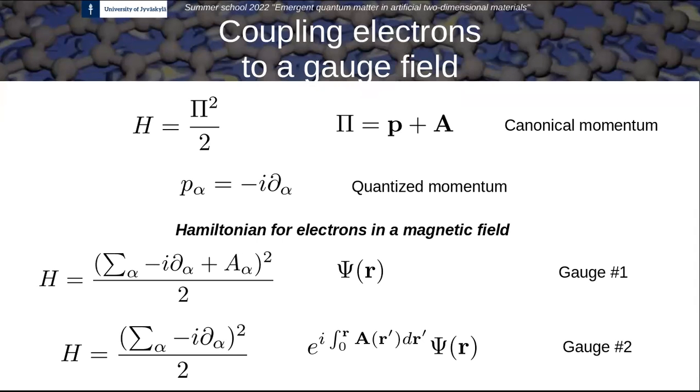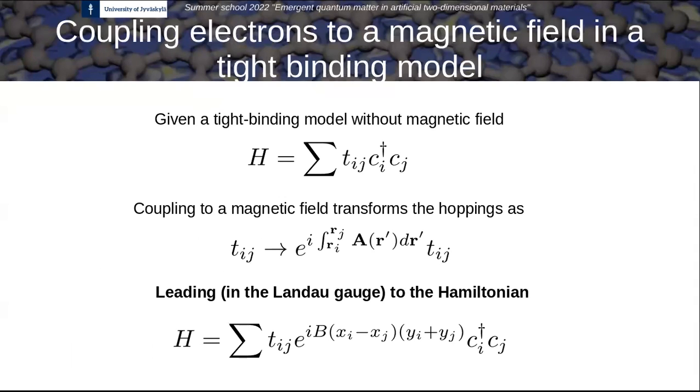All right, great. And let me emphasize that the gauge that we are going to use is the Landau gauge, which is this gauge that preserves translational symmetry in one direction. There are other gauges that are useful for other cases. So in particular, the symmetric gauge is useful to understand fractional Chern insulators and the fractional quantum Hall effect.